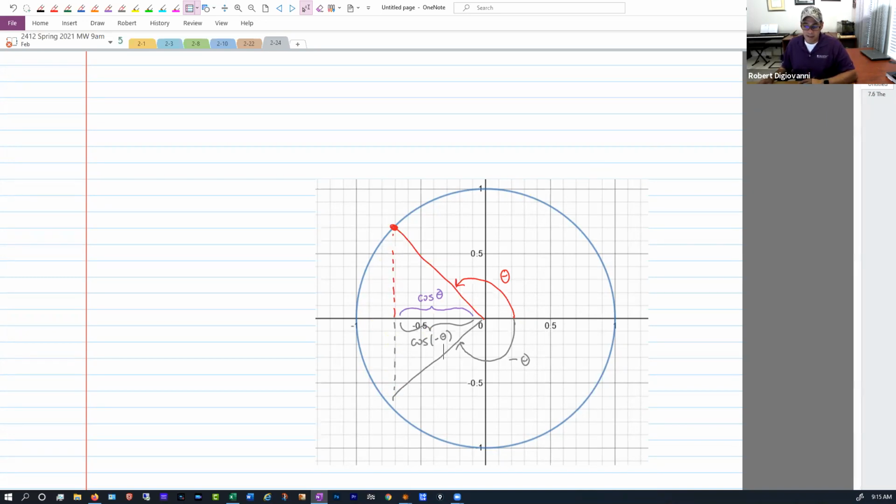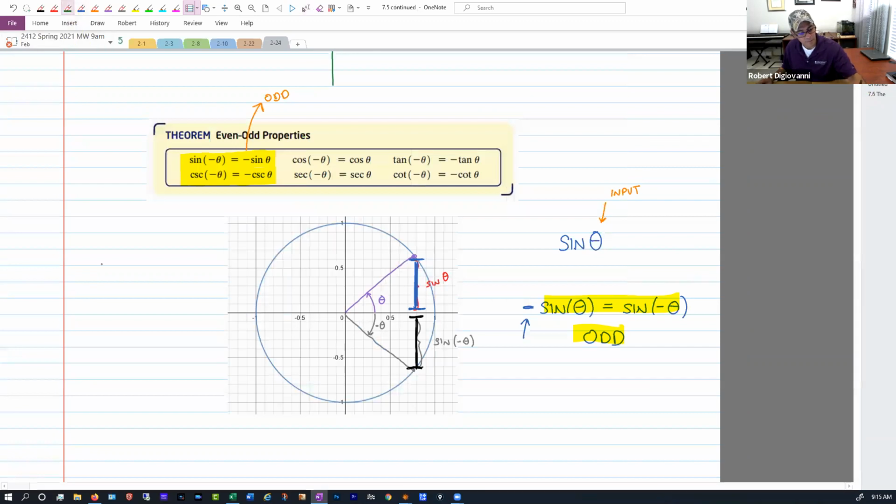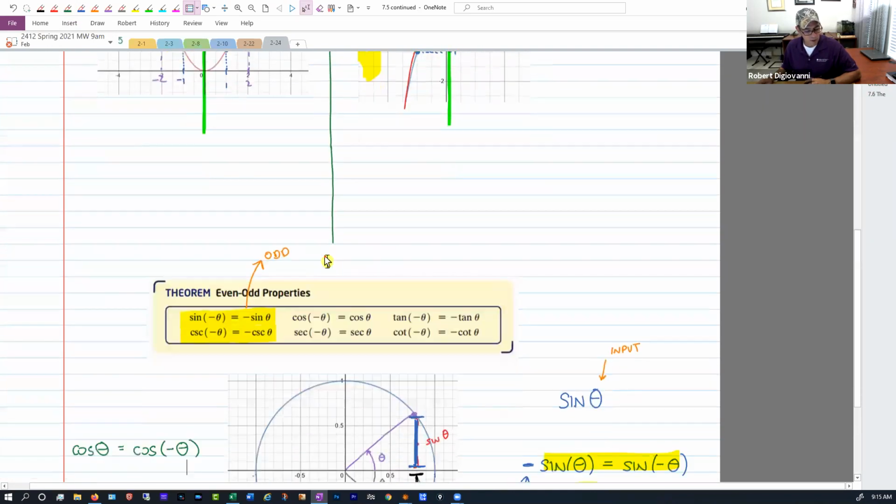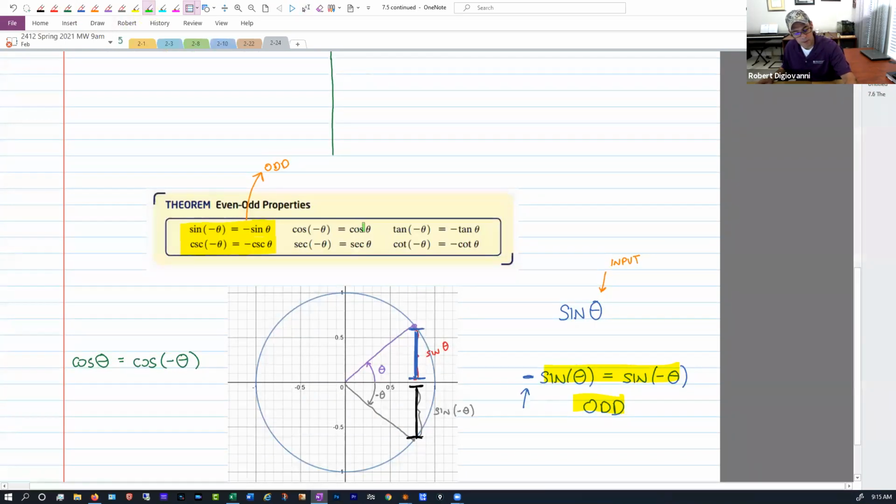So what that means is that for cosine, if you plug in theta, you get the same exact answer as if you plug in negative theta. And that's exactly what it means to be even, right? Even means when you plug in the negative, it's the same as plugging in the positive. So we have this property, I'm gonna do it in green, that cosine of theta, that is even.